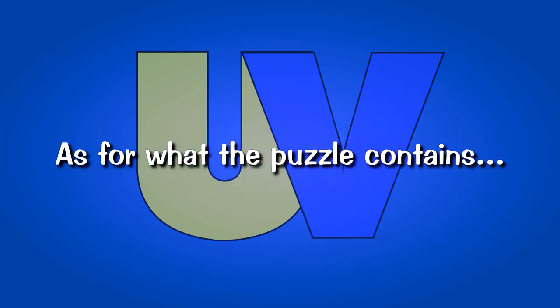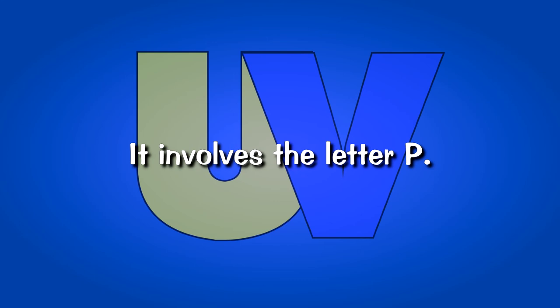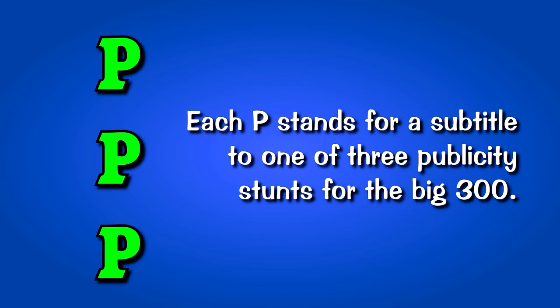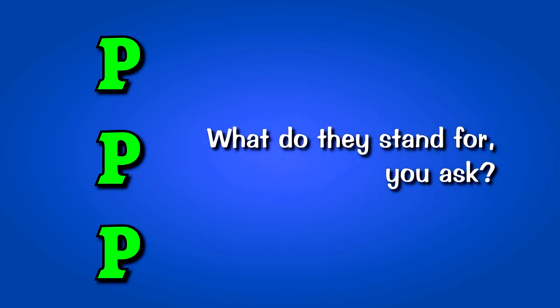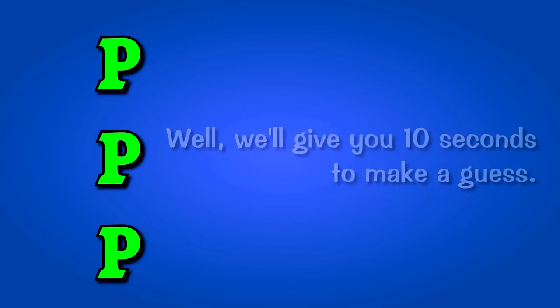Now, as for what the puzzle contains, judging by the name, it involves the letter P. Three of them, in fact. Each P stands for a subtitle to one of three publicity stunts for the Big 300. What do they stand for, you ask? Well, we'll give you 10 seconds to make a guess.